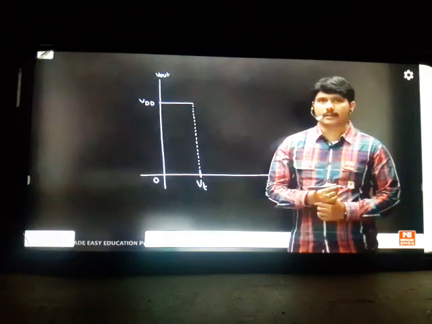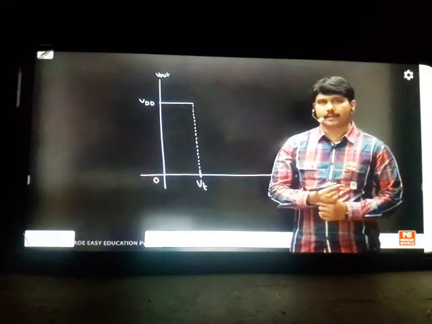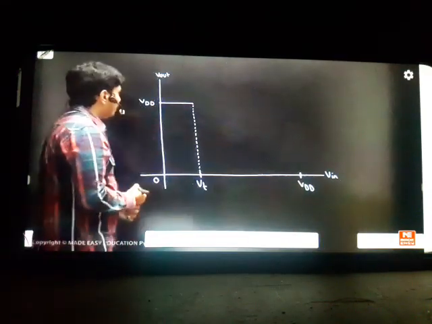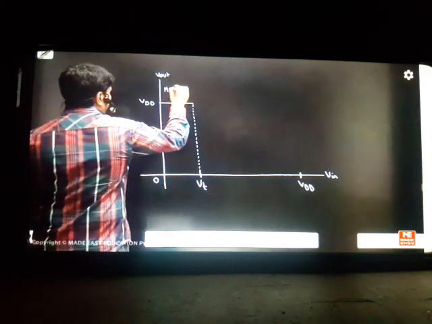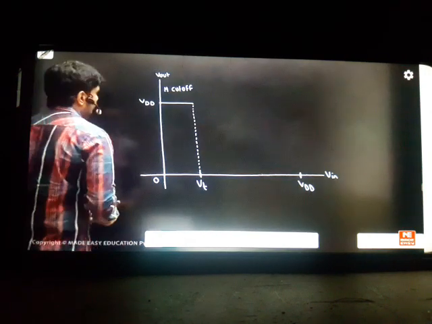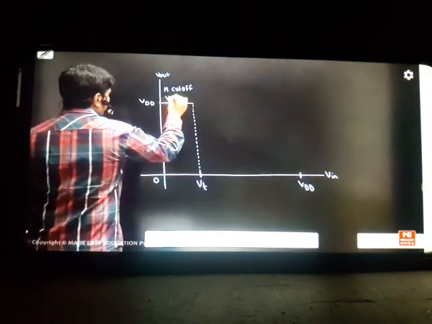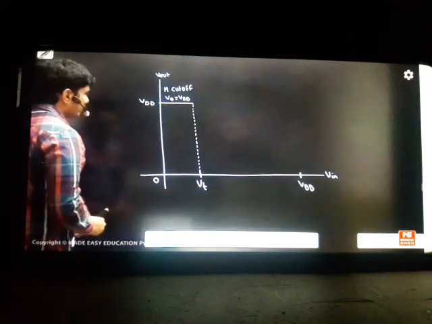From 0 to VT only they are off. We are getting the transistor as an open circuit, so we are getting the highest voltage VDD. Up to here we are getting VDD. So your MOSFET M is in cutoff here. If your MOSFET is in cutoff, your output here is coming as VDD, the highest value.